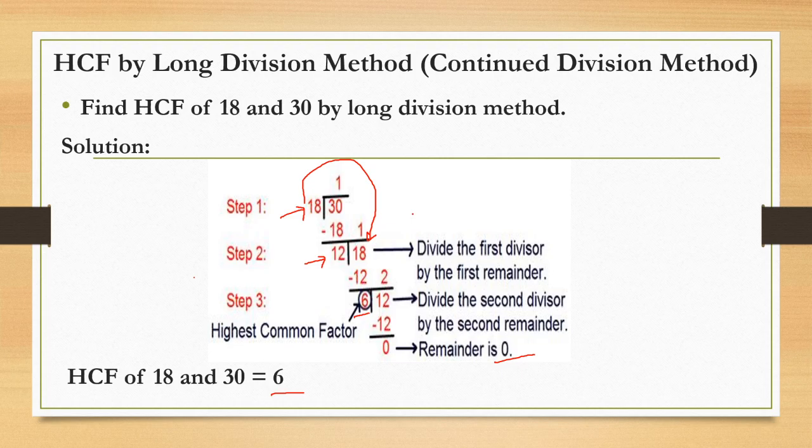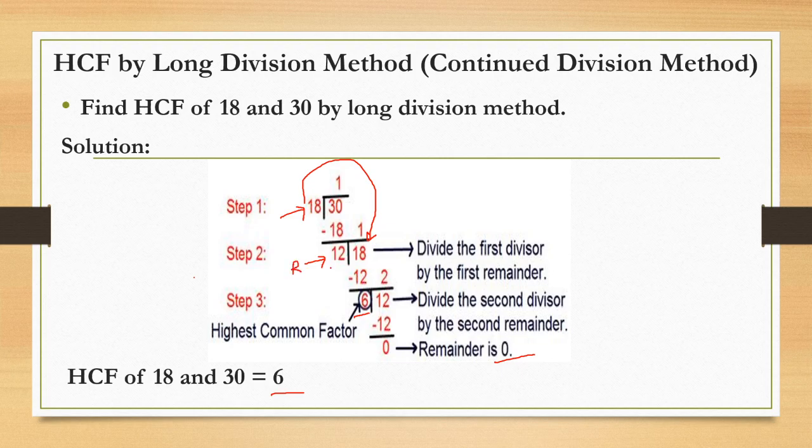Let me repeat one more time. I know this is slightly confusing. Okay, what you have to do is first pick the smaller number between these two numbers. First step you have to do. Now divide the greater number by the smaller number. So we are dividing 30 by 18. Now one time in table of 18, we got 18. After subtraction we got 12 as our remainder.